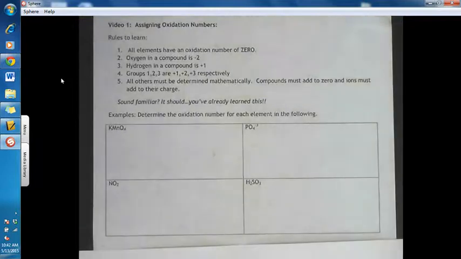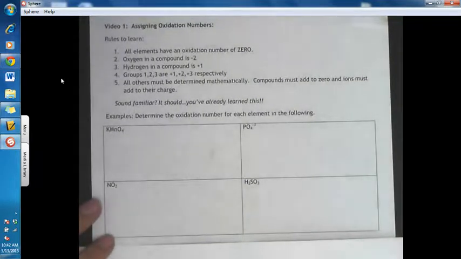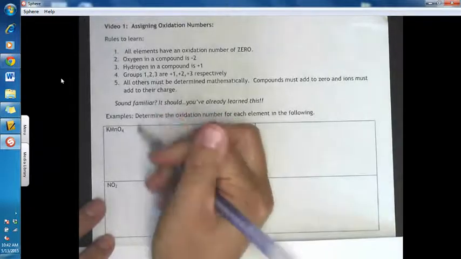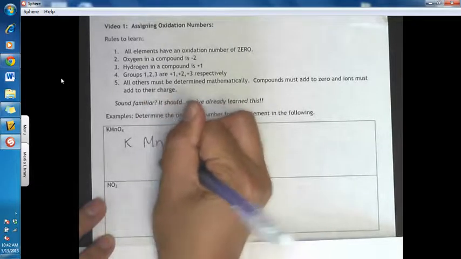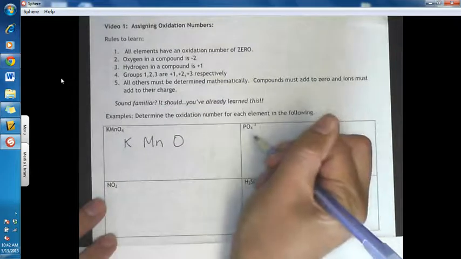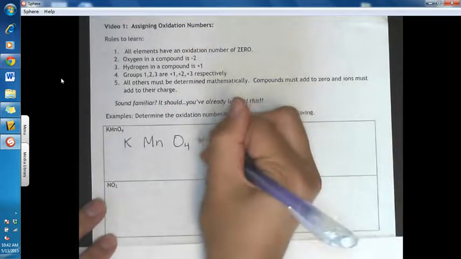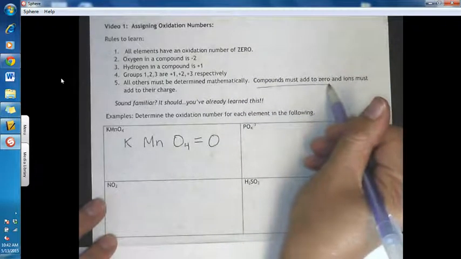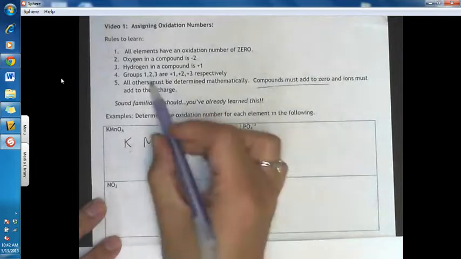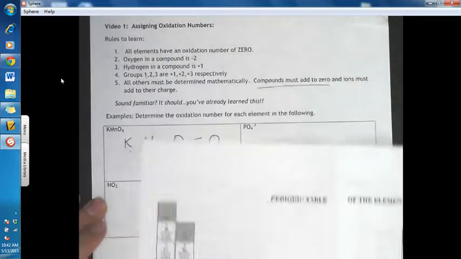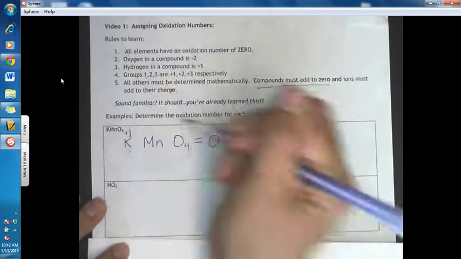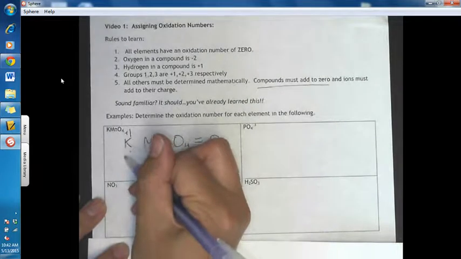Okay, so KMnO4, potassium, manganese, oxygen. I like to write it out: potassium, manganese, and oxygen. There's 4 oxygens. The total of these has to equal 0 because all compounds must add to 0. Potassium is in group 1. We see it here. Therefore, potassium is going to have a charge of +1. We have 1 potassium, so that's my overall charge, +1.